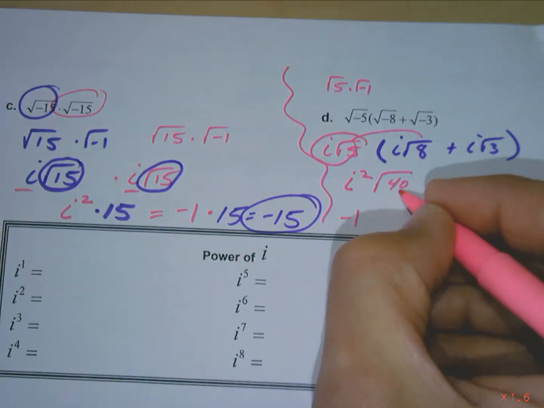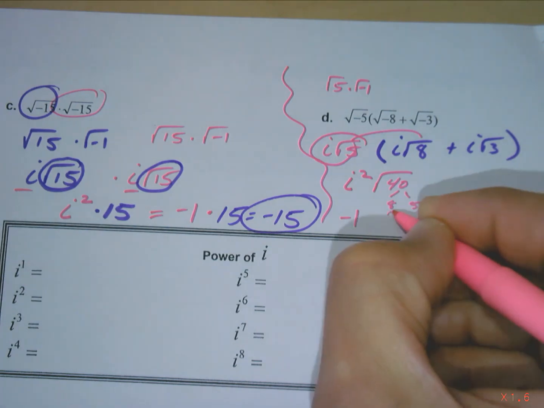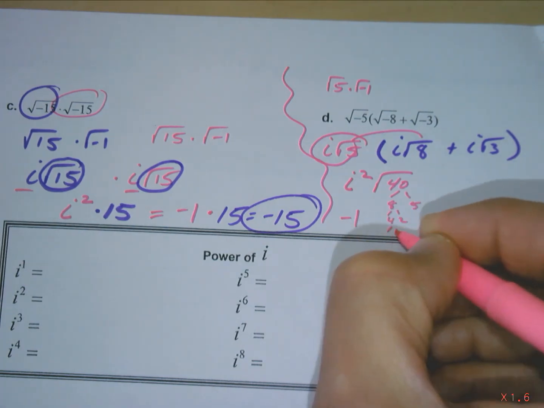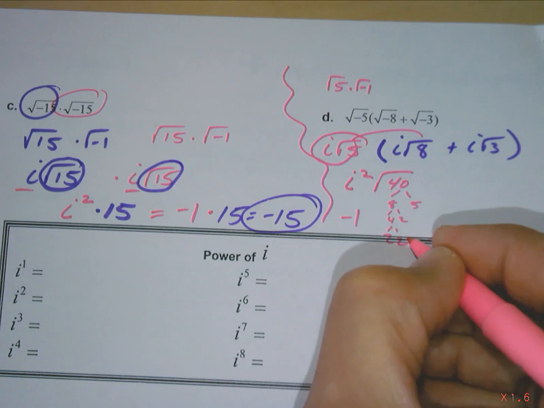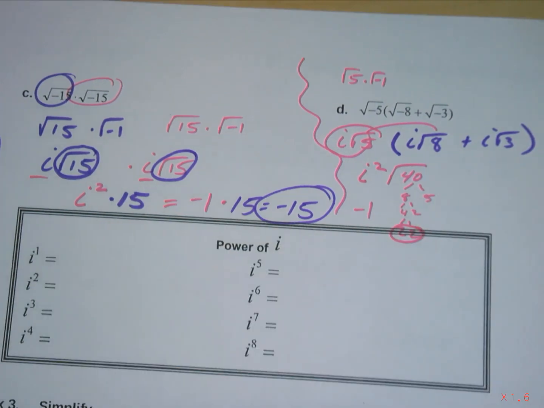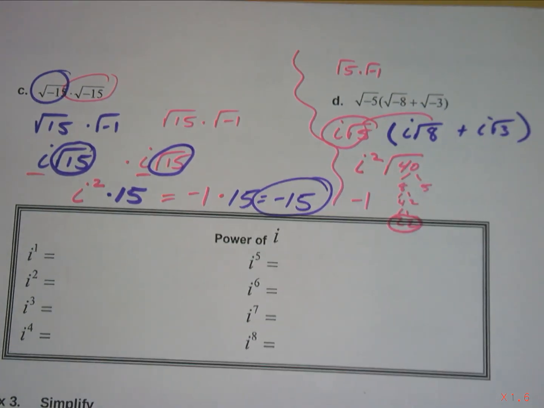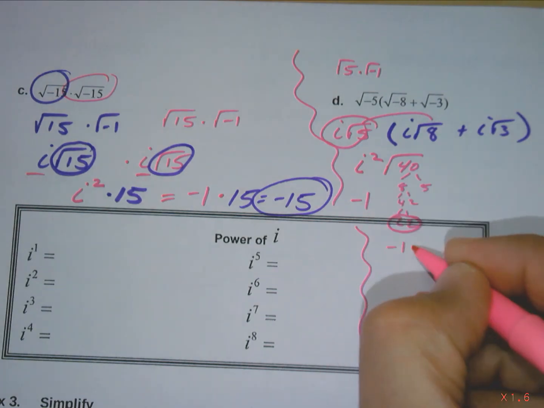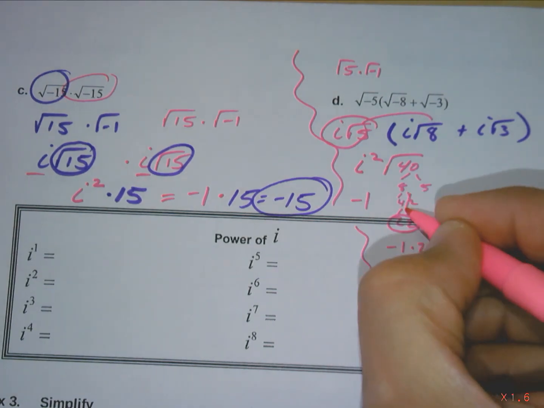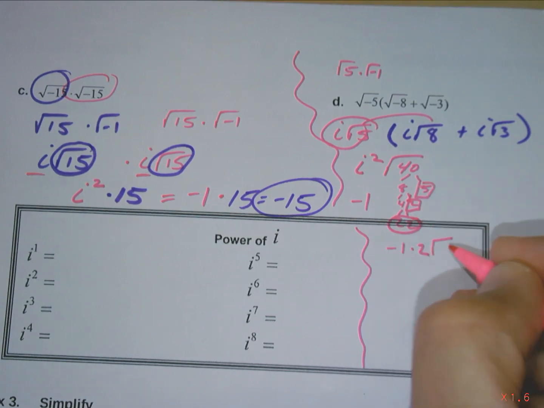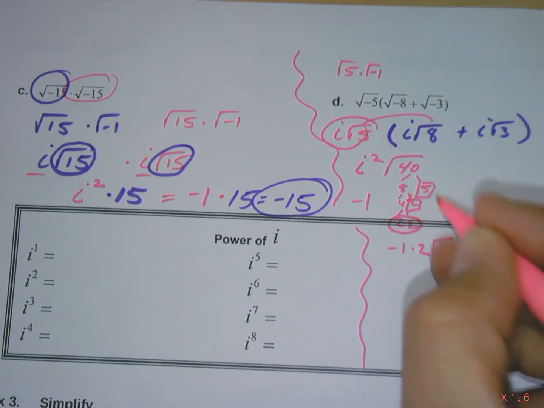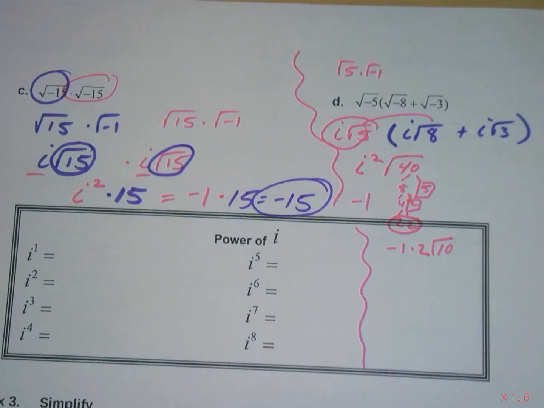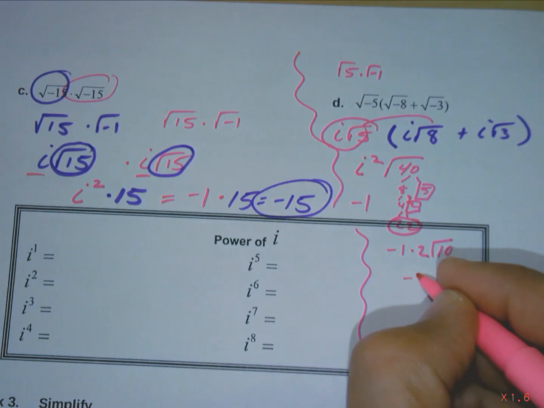And then 40, what breaks down to what, 8 and 5, 4 and 2. I'm running out of room here. 2 and 2. So we got a pair of 2's here. Sorry, I'm going to have to write in this little box here. So I have a negative 1 times 2. And then I got this 2 and this 5 left inside. I have the square root of 2 times 5 is 10. So that's negative 2 root 10.